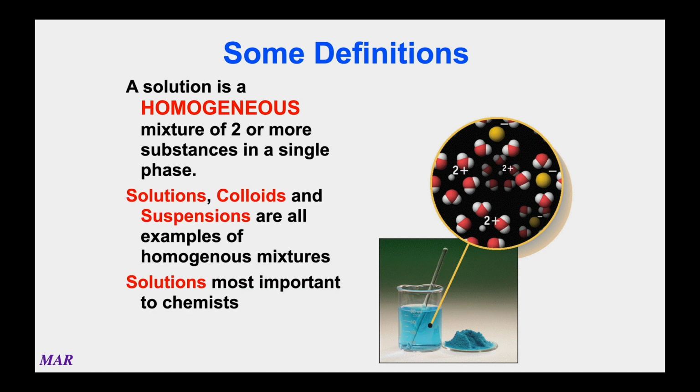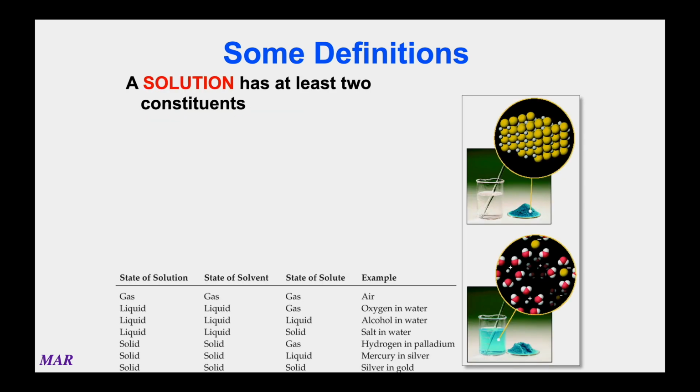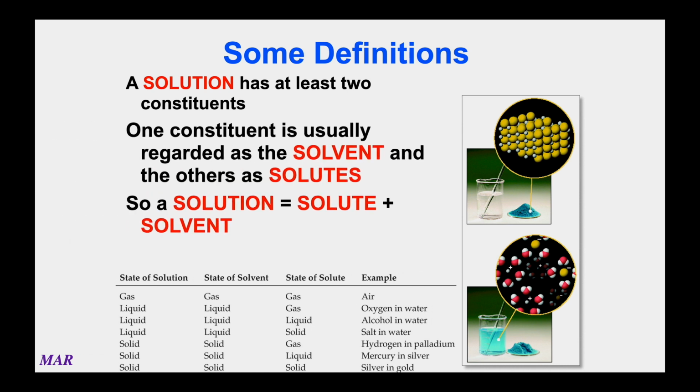There are three types of homogeneous mixtures which are really important to chemists. Those three types are called solutions, colloids, and suspensions. And solutions are by far the most important. We're going to talk about all three, but we're going to focus mainly on the solution because solutions are very, very common, and they can do a lot of neat things in chemistry. A solution, like a colloid and a suspension, has at least two constituents, two pieces that make it up. These two constituents are called solvent and solute. One part is usually called the solvent, and the other part is called the solute.